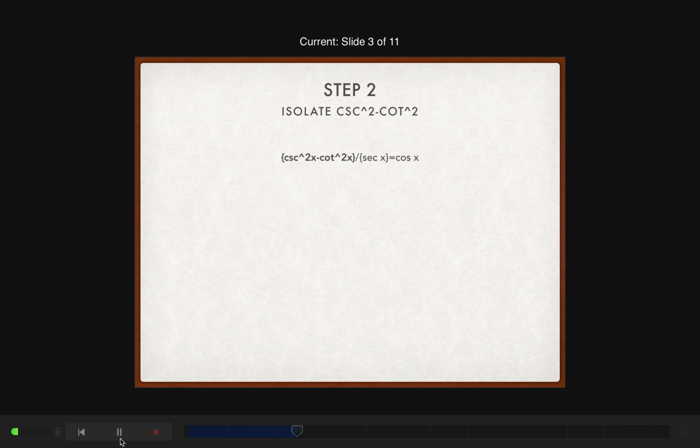And so now, the first step to solving this is isolating cosecant squared minus cotangent squared. Now this is important because these two are basically the fundamental parts of identifying a Pythagorean identity that can identify your entire equation. So now, the first part to doing this is to make cosecant squared minus cotangent squared equal to 1.